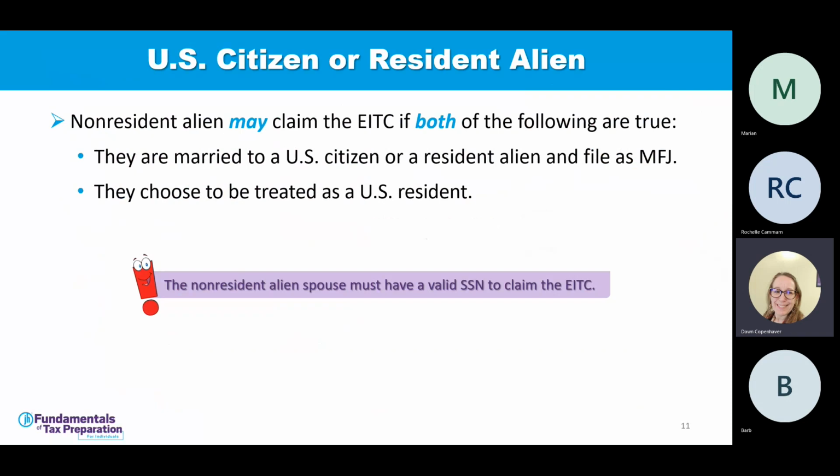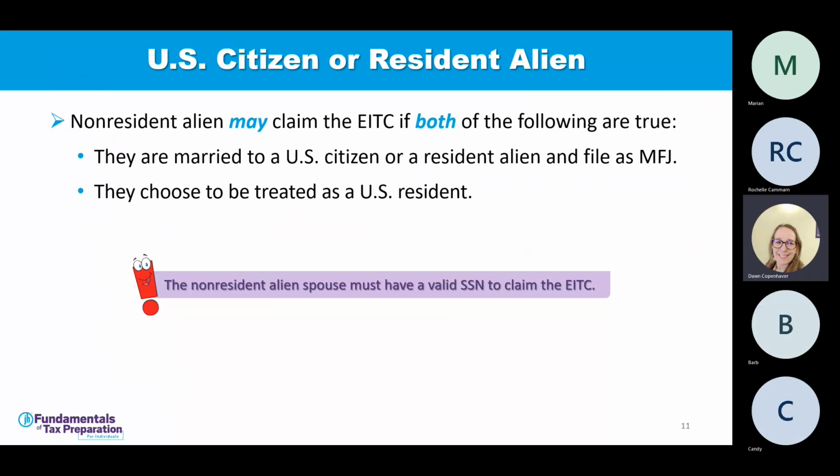Okay, so let's talk about US citizens and resident aliens. A non-resident alien may be able to claim the earned income tax credit if both of the following are true. They are married to a US citizen or a resident alien and file married filing jointly, and they choose to be treated as a US resident. But again, they must have a valid social security number in order to be able to file for the earned income tax credit.